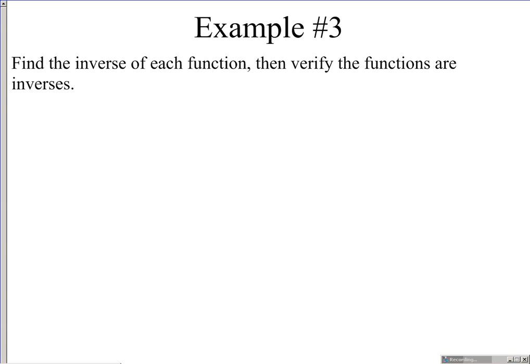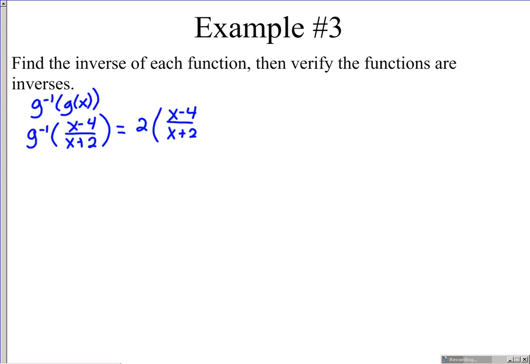So now this time we are finding g inverse of g of x. That is g inverse of g of x, where g of x was equal to x minus 4 over x plus 2. So now in the inverse function, where I have x, I need to plug in that entire expression. So we get 2 times x minus 4 over x plus 2, plus 4. There's my numerator. In the denominator, we get 1 minus x minus 4 over x plus 2.